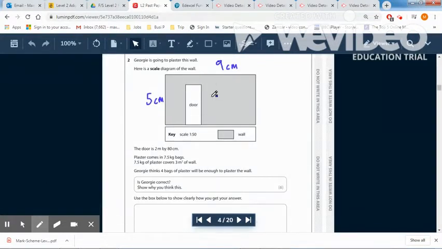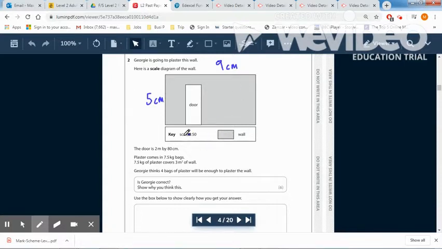Okay, so question 2 is an area question. It's a bit funny because it's given us a scale diagram of the wall, so that doesn't give us the measurements here. You actually have to take out your ruler and measure them. I've already done that, and I found that one is 9 centimeters and the other is 5 centimeters.